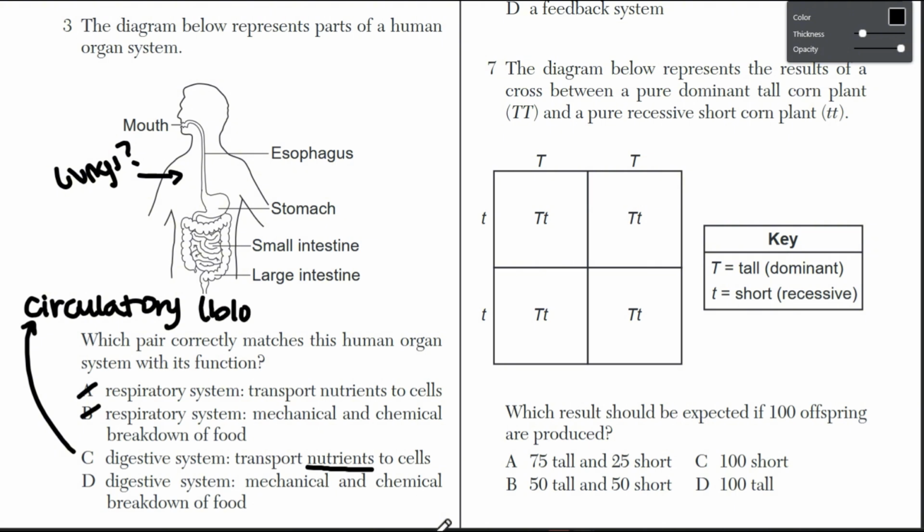Otherwise, the main component of this being our blood. Our blood will transport the nutrients. So even though our digestive system's breaking them down, making them usable for us to transport, it is not directly the one that transports. In this case, D will be our correct answer then, because we do mechanically and chemically break down food as a main function for our digestive system.